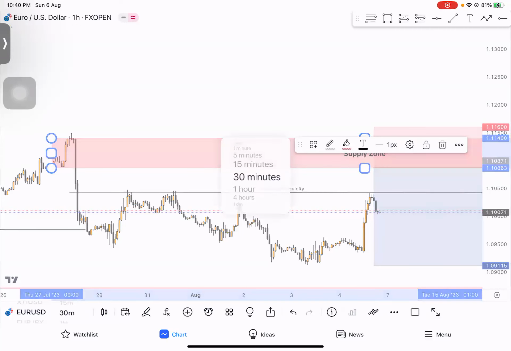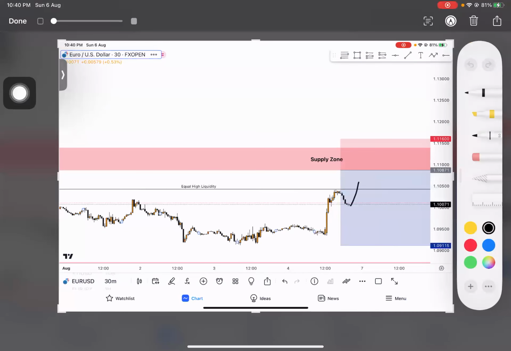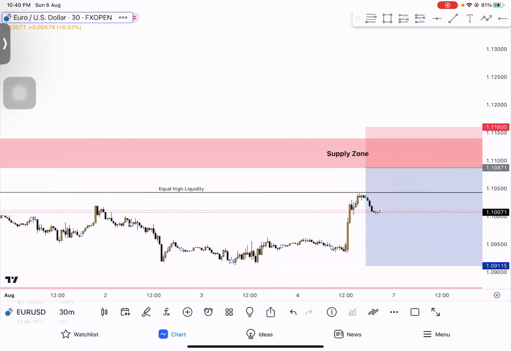Usually I will wait on M30 or M15. If you come to here, you got the breakout, pullback, and then you can enter. Okay, this is how I trade.